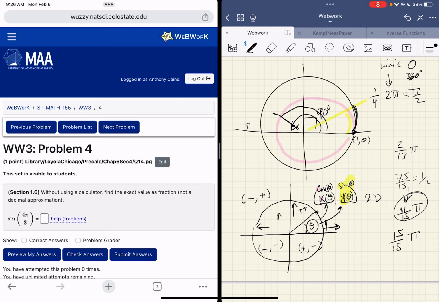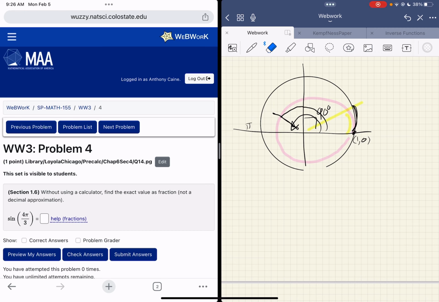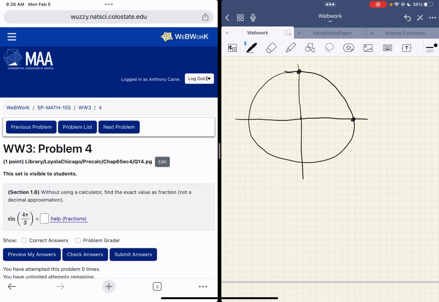Next problem. Without using a calculator to find the exact value, not a decimal approximation. So there are some famous values that we should talk about, and these do not get tested on very harshly. This is on a Webwork, but you should not really expect this type of knowledge on an exam. So, all right, with this unit circle, if here's the center, and if I put down the x and y axis, then right off the bat, we should be able to figure out these 4 spots, because the word units in unit circle means radius 1.